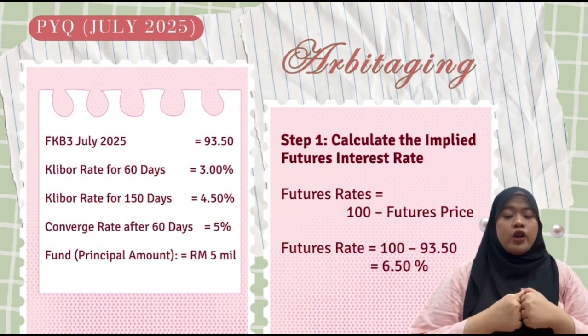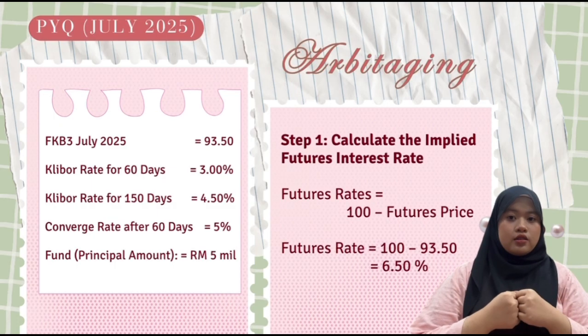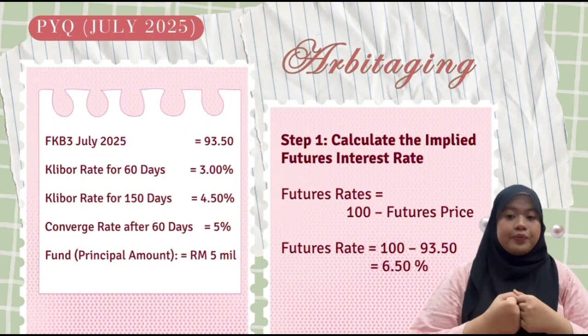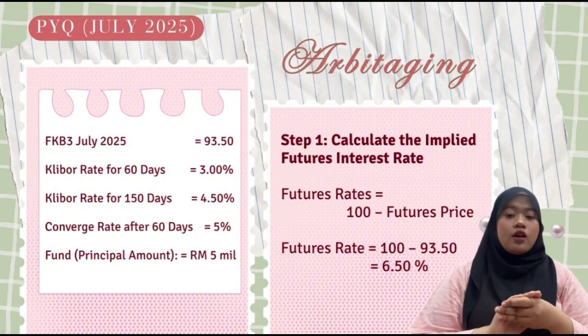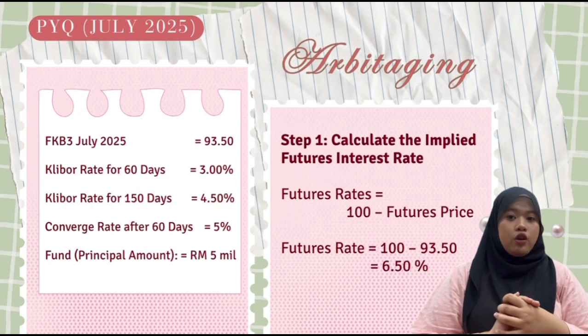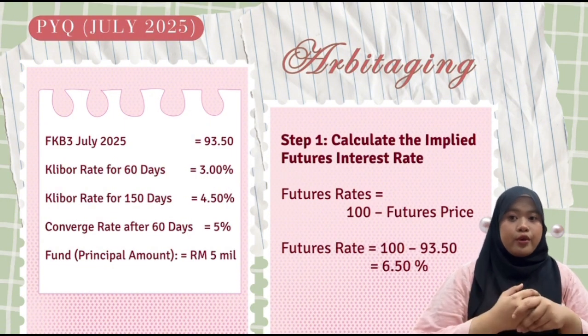I use the formula of futures rate equal to 100 minus futures price. So, 100 minus 93.5 equal to 6.5%. This formula is used because interest rate futures like FKB3 are quoted in price format, not interest rate format. So, we convert it to compare with CLIBOR rates.